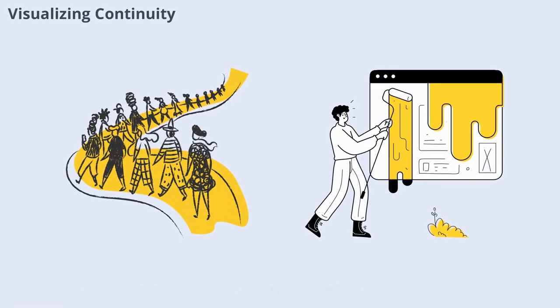Let's look at a wavy line that goes up and down but never breaks. This is a continuous function. You can trace it from start to finish without lifting your finger. It might twist and turn, but it never jumps or stops. That's the magic of continuity in action.